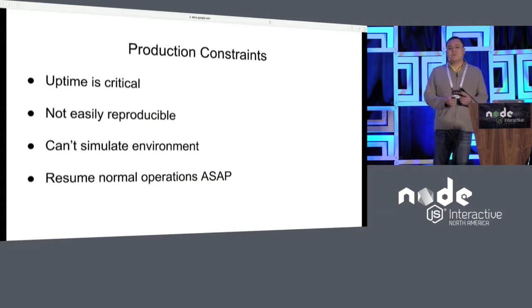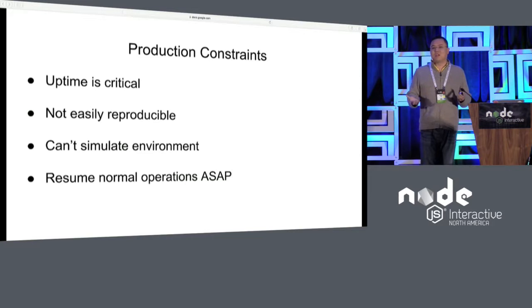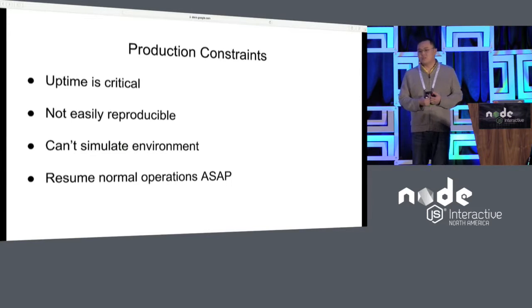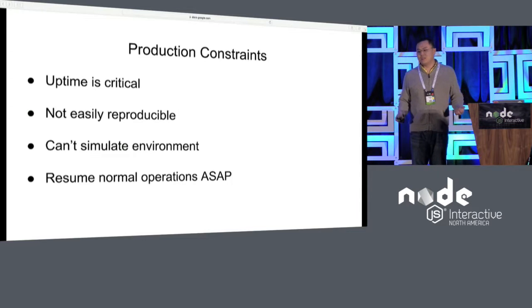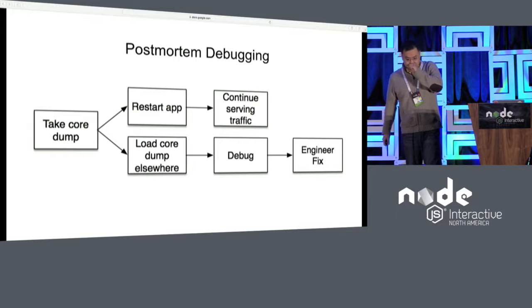Like we were saying earlier, we have some pretty critical production constraints, just like NASA, at least at Netflix. Uptime is critical. If we have a bug in our systems, we want to make sure that you can go back and watch all the great content that we have, so we want to make sure that we're always up. A lot of these bugs are not easily reproducible because we have tens or hundreds of thousands of nodes in the system and billions of RPS per day, so we can't really simulate that environment. Our primary goal is to resume normal operations as soon as possible, and that generally means restarting the application or the service.